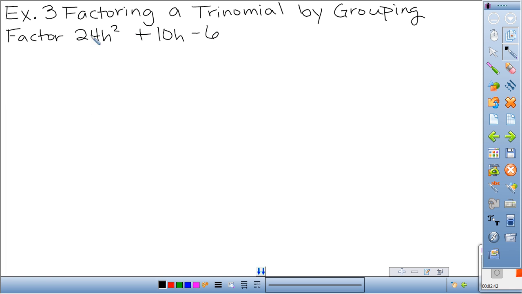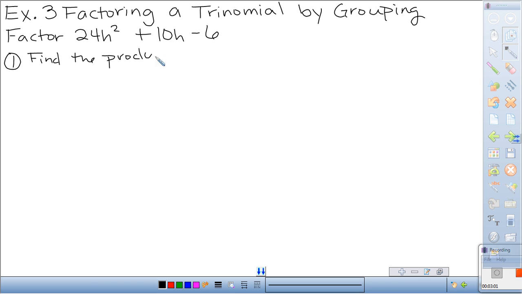Okay, now we're going to learn how to factor a trinomial using grouping. And you may think that this method's even easier than using the FOIL method. So we just have a couple of steps here. The first step is to multiply or find the product of AC. That means I want to multiply my first coefficient times my last coefficient. So I'm going to multiply 24 times negative 6, which gives me negative 144.